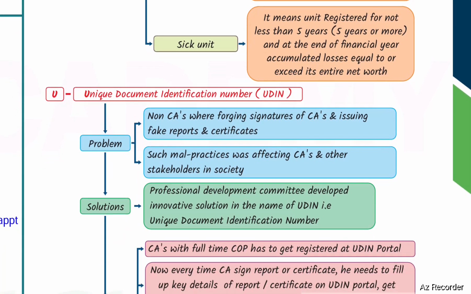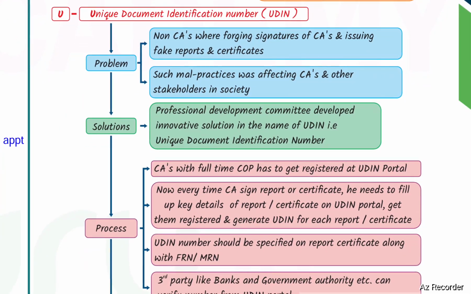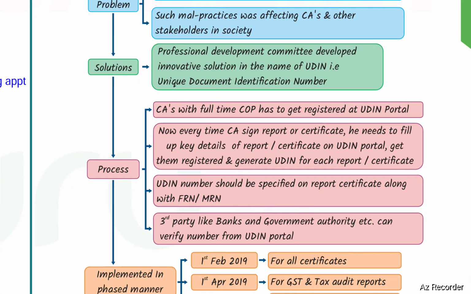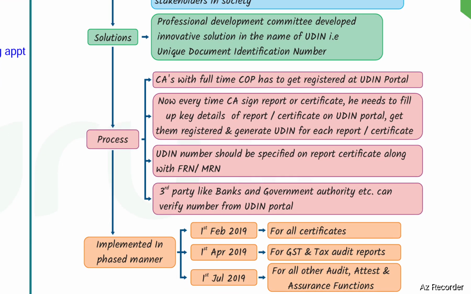Next, unique document identification number, UDIN. The problem is non-CAs forging signatures of CAs and issuing fake reports and certificates, and such malpractices were affecting CAs and other stakeholders in society. Solution. The Professional Development Committee developed an innovative solution in the name of UDIN, unique document identification number.